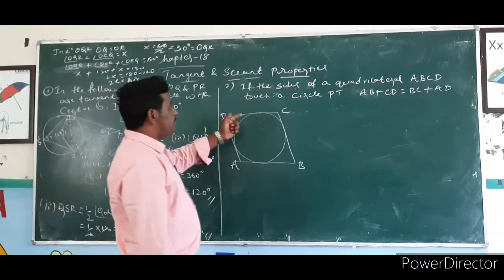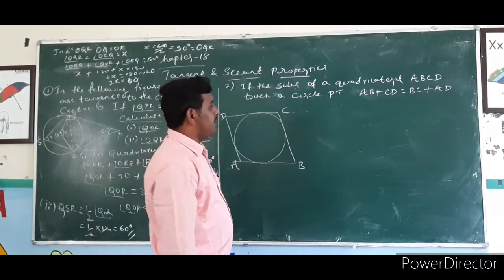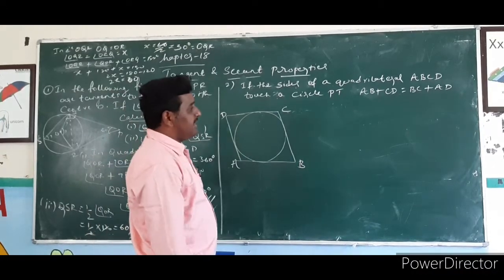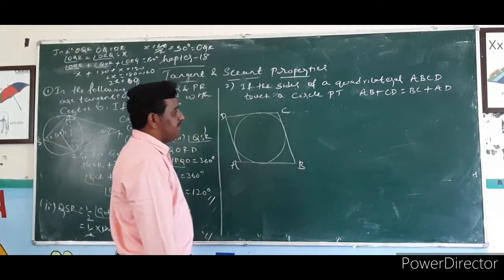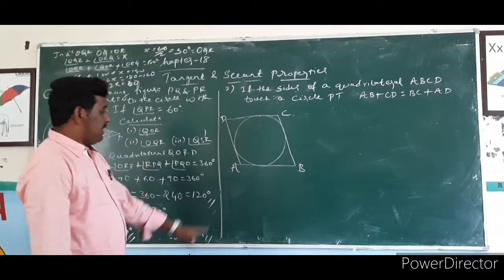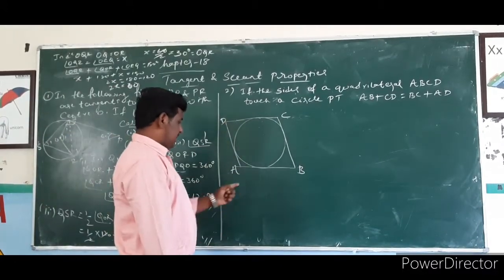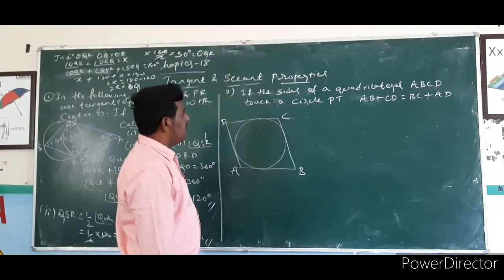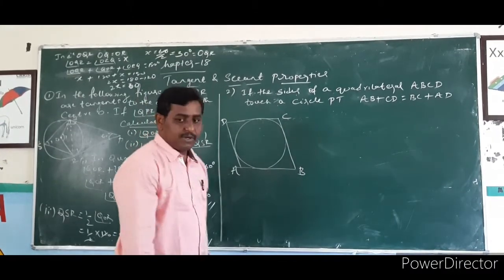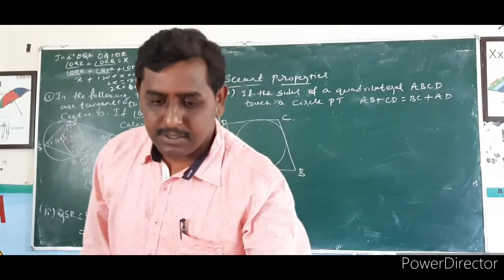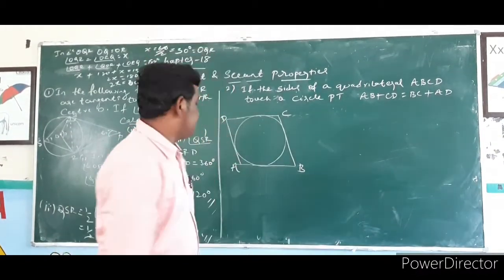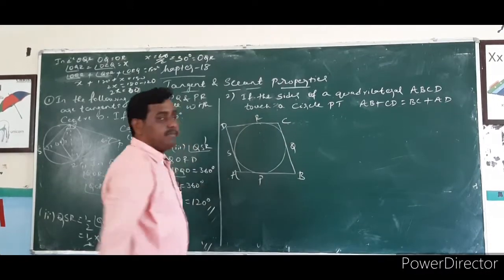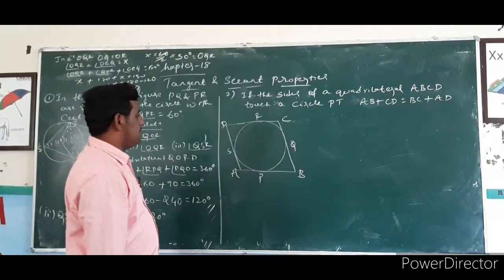And next problem: the sides of a quadrilateral ABCD touch a circle. Prove that AB plus CD is equal to BC plus AD. So ABCD is a quadrilateral, and it touches the circle at the points P, Q, R, S.